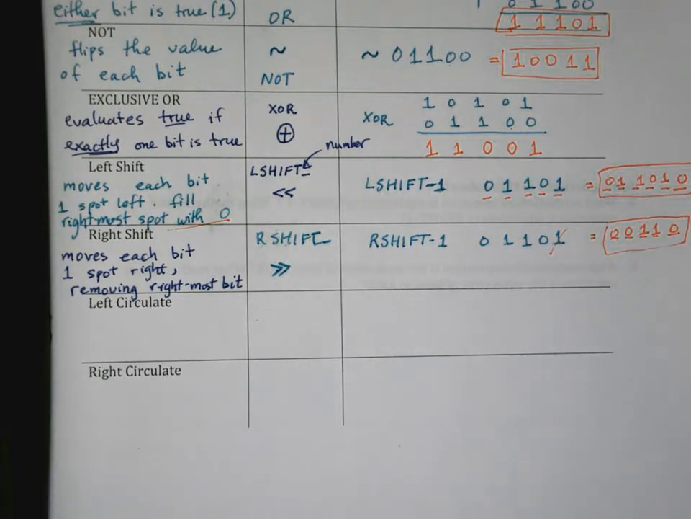Let's go on to the last two operations that we're going to work with. One is called the left circulate, and the other is called the right circulate.